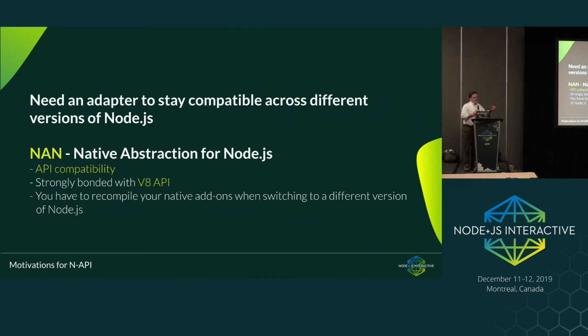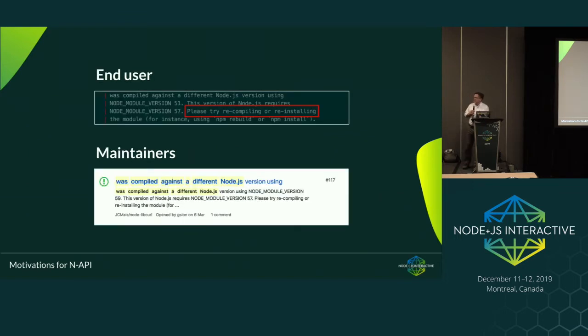NAN was the original way. As I said before, it's tightly bound with the V8 engine, and it was an initial effort to create an API that would allow you to generate a native add-on. The problem with NAN is that it was so tightly tied to the V8 engine that when there were changes in the V8 engine, it could potentially break the ABI stability of your native add-on. At that point, your users would see a message like the one shown there, which is not understandable to them, which would then land as an issue for maintainers. So this fragility in the ABI was one of the primary motivating factors for creating an API, which we have today.